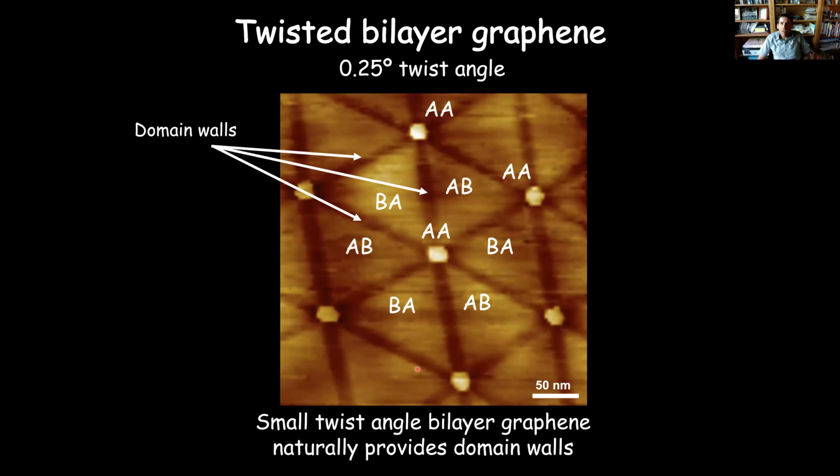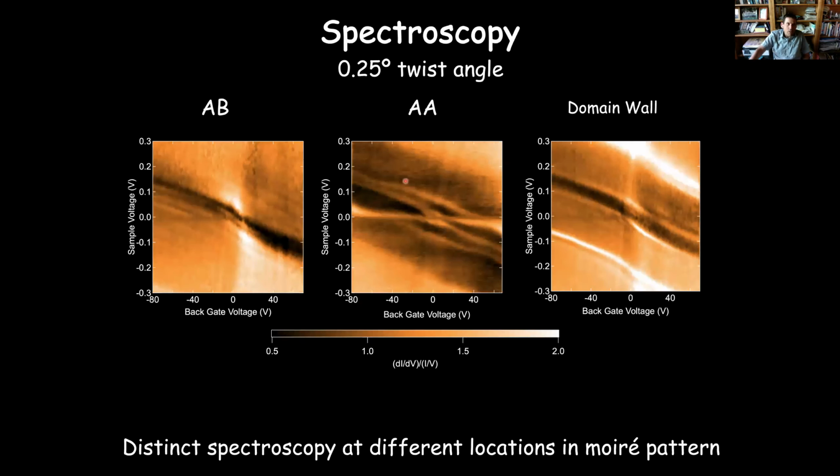When we look at very small twist angle samples, so in this case, a 0.25 degree twist angle, this is a Moiré pattern on the order of about 100 nanometers. What you'll see here is these bright regions are the AA stacked regions. We have alternating AB, BA going around that, and then we have a domain wall separating the BA and the AB regions. If we now go and look at the density of states in this structure, we can look at the 3 different regions, the AB region, the AA region, and the domain wall.